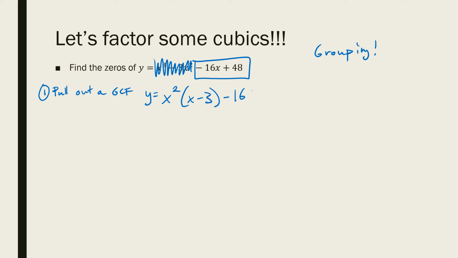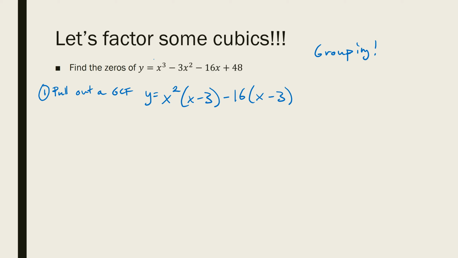If I pull out a negative 16, that leaves me with an x from the first term, and it would be negative 3 from the second term. Remember that when we pull out a GCF, whatever you pull out, if you were to distribute it back in, should get you back to the original problem. So negative 16 times x, that's negative 16x. Negative 16 times negative 3, that's positive 48. So it works.